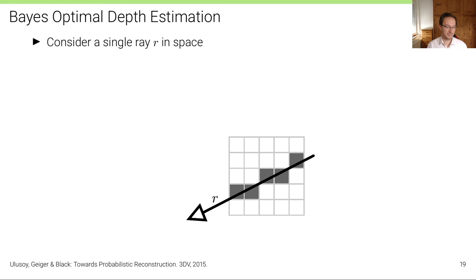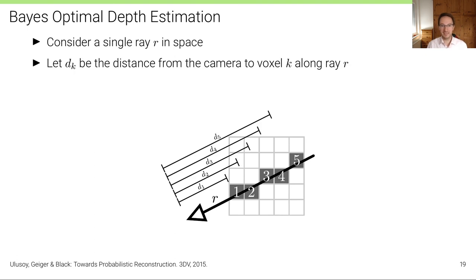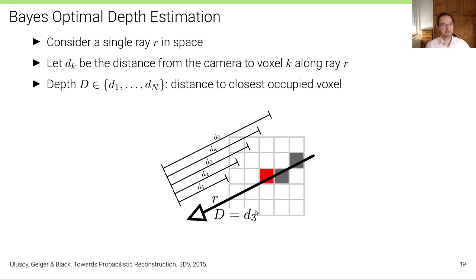So consider a single ray R in space as illustrated here. Let d_k be the Euclidean distance from the camera center, or the origin of that ray, to the voxel k along that ray. That's the case if we want to infer depth maps: we want to get the metric distance. So for instance, voxel 1 is at 3 meters distance, voxel 2 is at 3.5 meters distance, etc. That's just the definition. And let the depth d along that ray be the distance to the closest occupied voxel. So d takes a value from the set of these d_k's. So d is either d1, d2, and in this case, d is equal to d3 because this is the first occupied voxel.